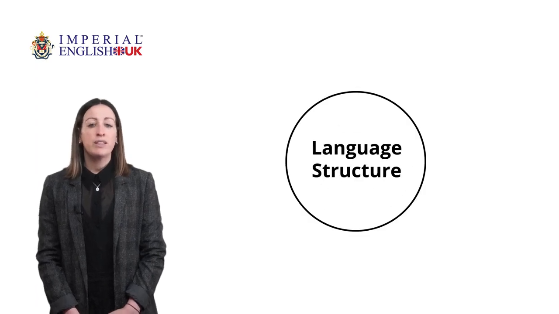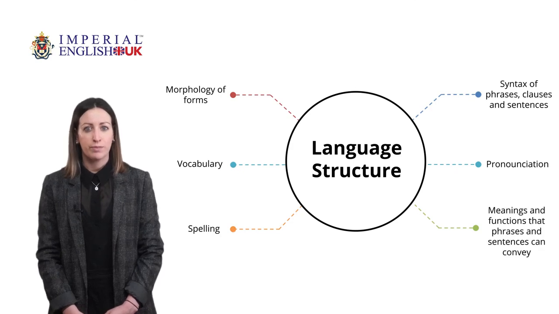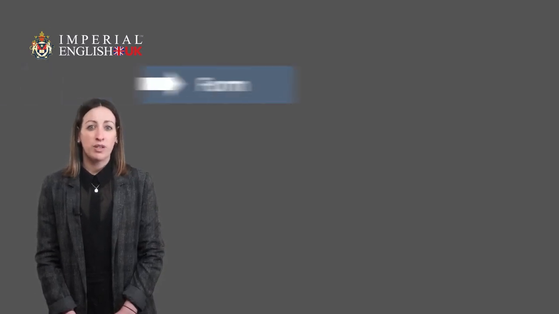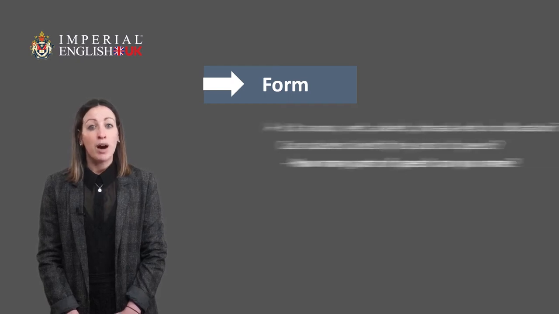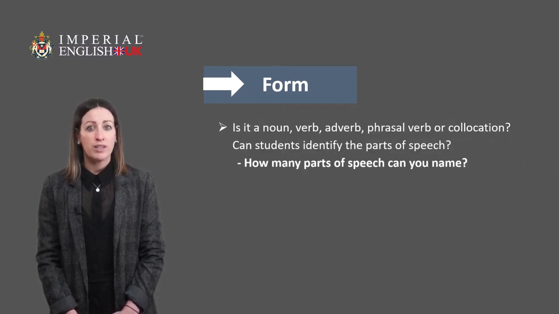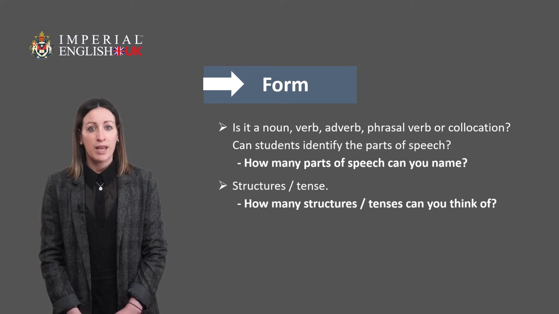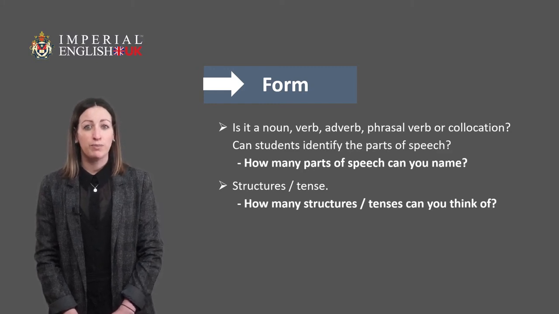When we focus on the overall language structure, we need to take into account all of the areas listed on the slide. Form is the first part to focus on when describing the structure and use of English. We need to think about parts of speech, how they are used, and the meta-language for them. We also need to identify the structure or the tense of the language. How many parts of speech and tenses can you name? Pause for a moment to think about this and talk to a colleague if possible.